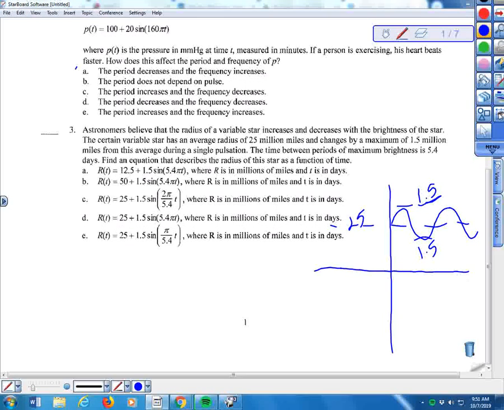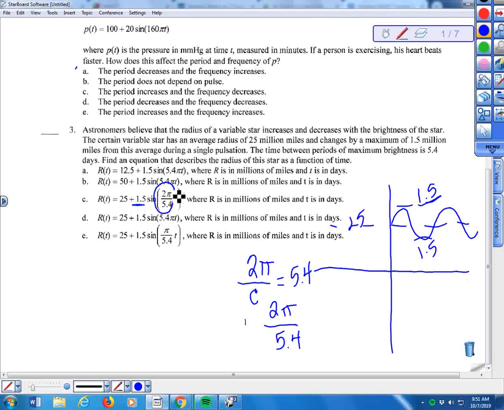The time between periods of maximum brightness is 5.4 days. The time between periods. So that tells me the time it takes for it to go through one rotation. To get that number, I would have had to have taken 2 pi over the coefficient, whatever that was, to get 5.4. So to get that coefficient, I've got to divide 2 pi by 5.4. Okay? So I'm looking for a shift of 25 with an amplitude of 1.5, and this is how I would write that period as a coefficient of t. Kind of seeing how these are created. Okay.